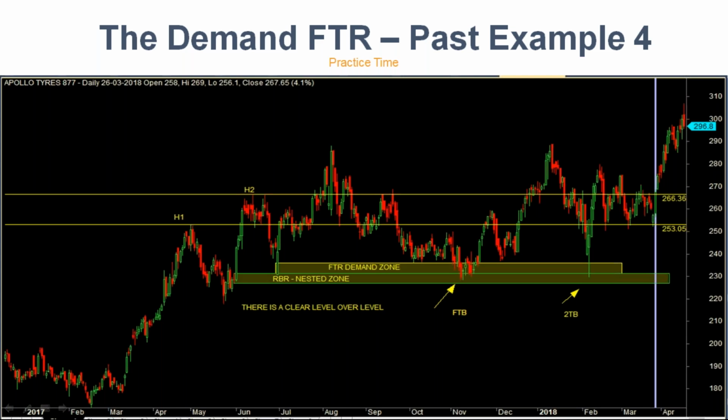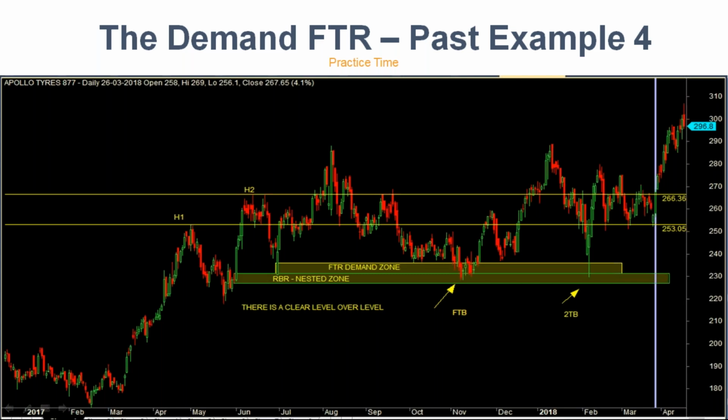Okay, so whenever there is a level over level, you must respect the level over level. Okay, next, when will you take the trade? Whenever the price comes into the FTR zone proximal line, you can take it, and the stop loss can be below the RBR nested zone. Okay, or you can ignore the FTR demand zone.